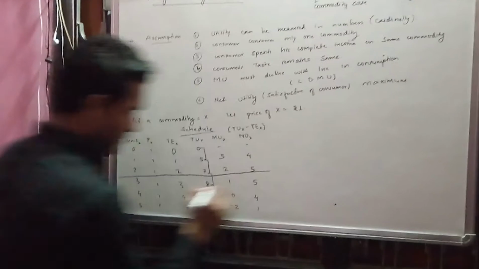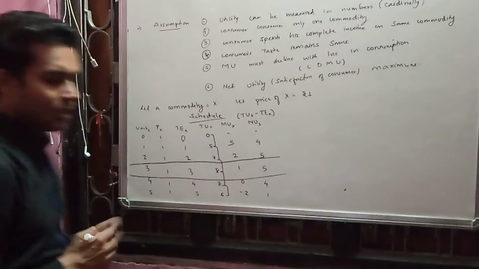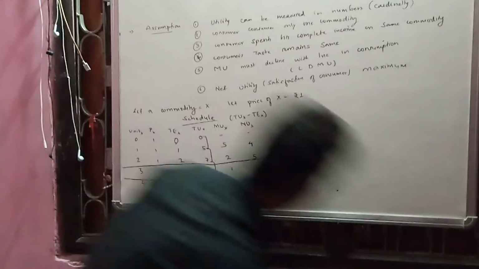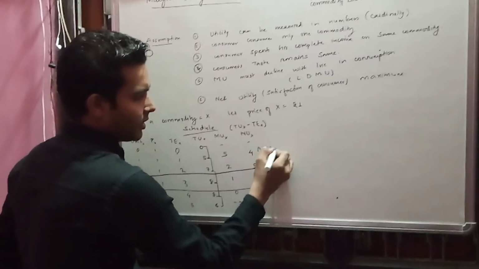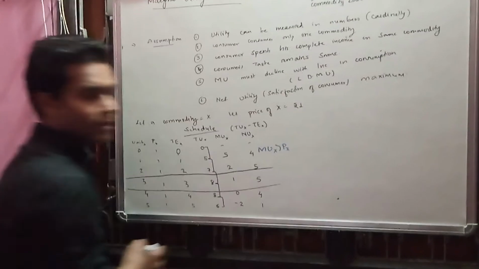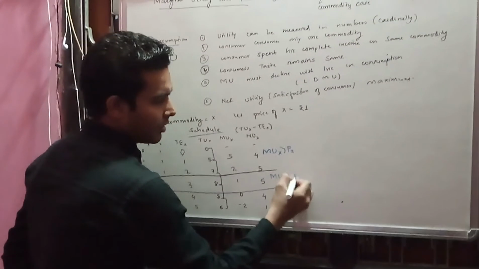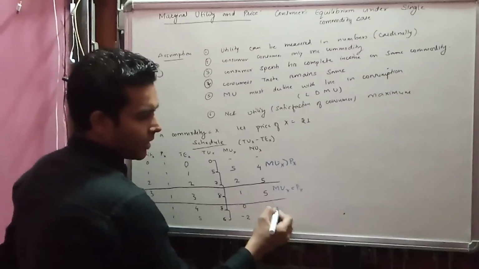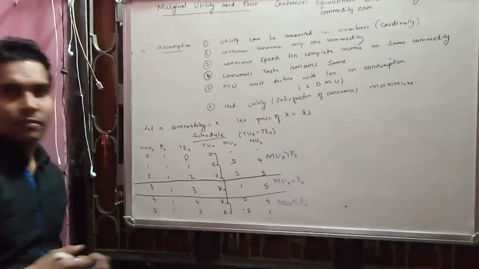Situation 1, situation 2 and situation 3. Here marginal utility is greater than price. Here marginal utility is equal to price. Here marginal utility is less than price.